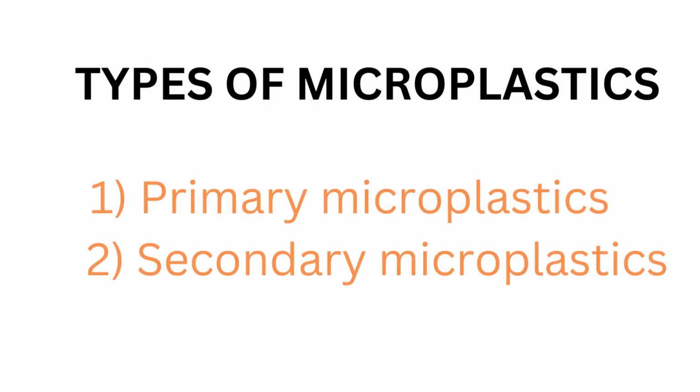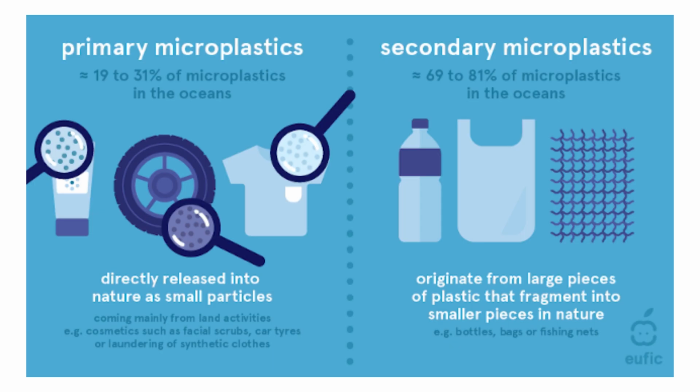Now, what are the types of microplastics? There are two types of microplastics. The first one is primary microplastics and the second one is secondary microplastics. So there is a difference between the two. Primary microplastics are released into nature from small particles like facial scrubs, car tires, cosmetics, these types of stuff, and they contribute up to 30% in the ocean.